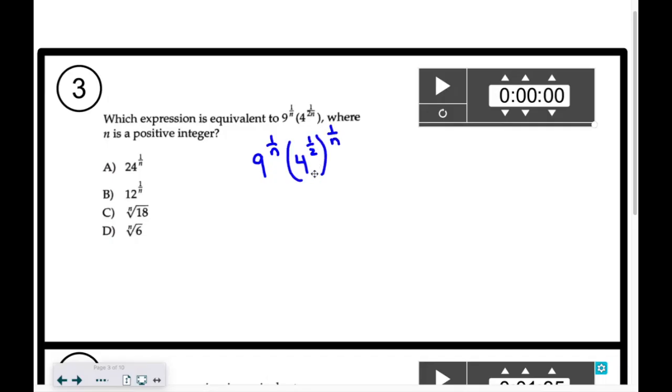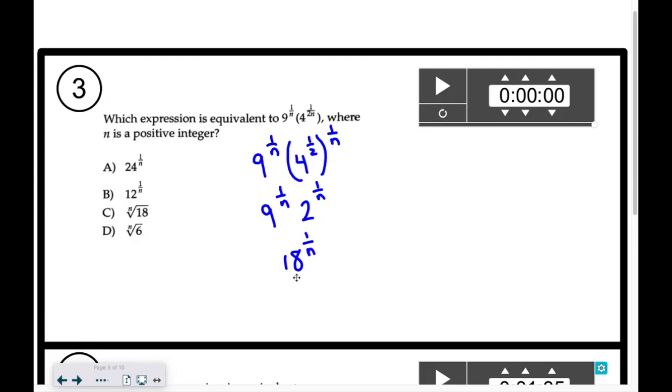Because when you raise a power to a power, you multiply. And 1 over 2 times 1 over n is 1 over 2n, so I haven't changed anything. The reason that this is beneficial is because 4 to the 1 half is the square root of 4, which is 2. So now I have a scenario where I have the same exponent. So when I have the same exponent, I just multiply the bases. 9 to the 1 over n times 2 to the 1 over n is 18 to the 1 over n.